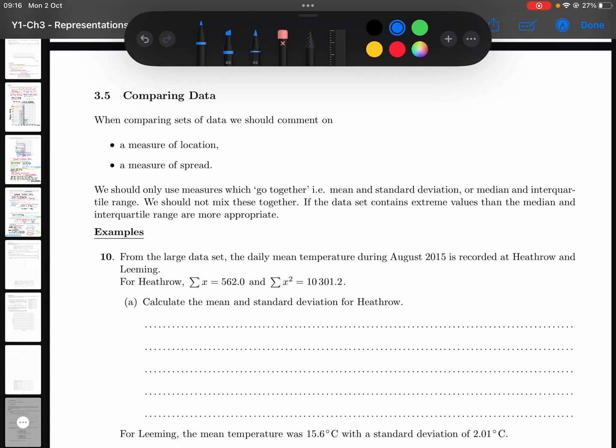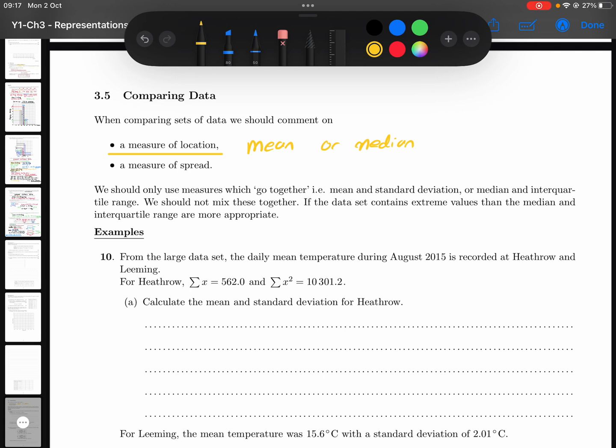Hello, let's go through the final part of representations of data. In this video, we'll be looking at different ways to compare data. As statisticians, there are two key features of a data set we will be interested in. We'll be interested in measures of location, and this will often be measures of central tendency, things like the mean or the median. How can I best represent the data with just one value?